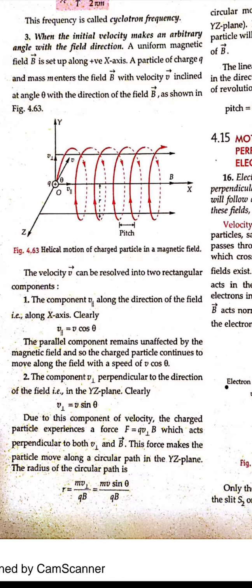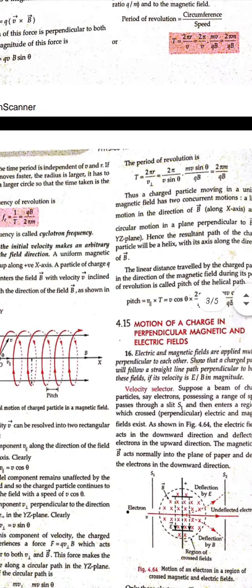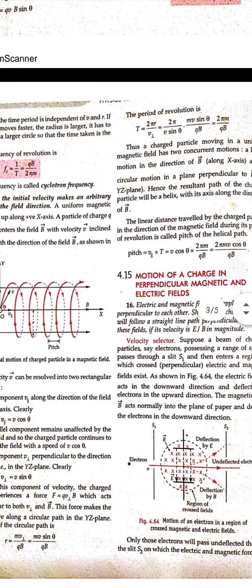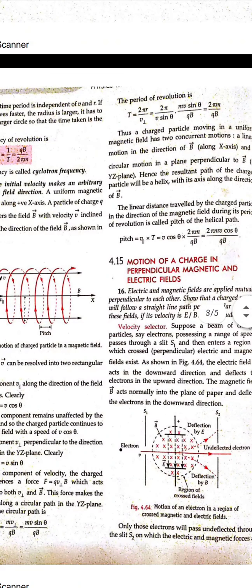Okay, so now we have to find the time period for the revolution. We know that it is 2 pi r upon v. So 2 pi upon v, the perpendicular component will be used, so 2 pi r upon v sin theta, and putting in the formula for r, the value of the time period is 2 pi m upon qB. Thus the charged particle in the uniform magnetic field has two concurrent motions, that is linear motion along the x-axis and circular motion in the yz plane. So the resultant is in the form of a helix, right?